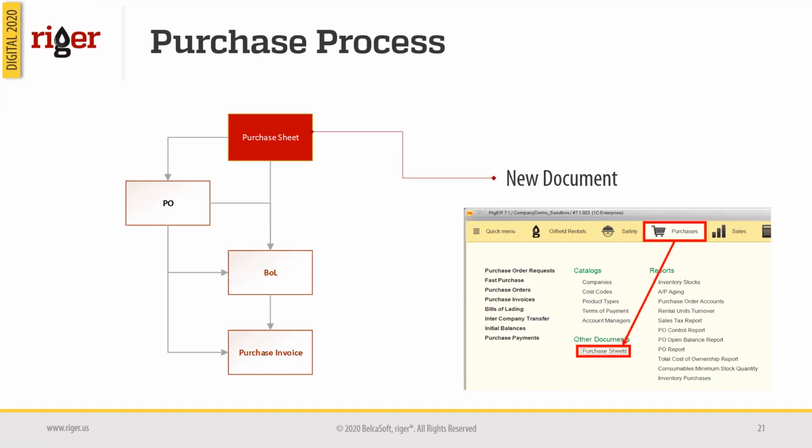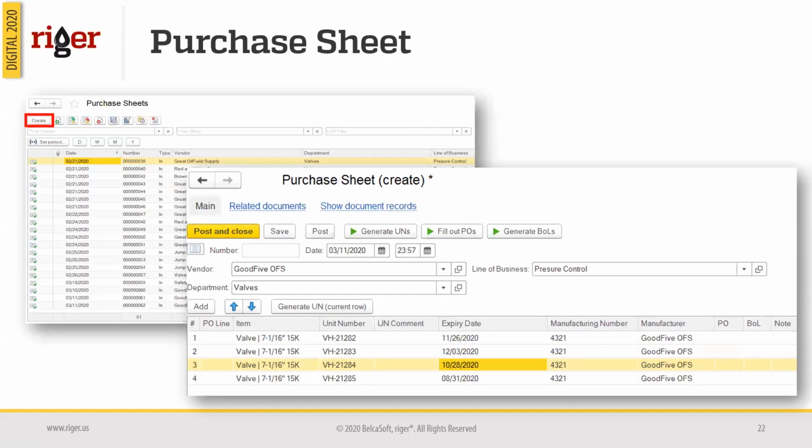That is why we built a temporary document, which we call the purchase sheet. The purpose of the purchase sheet is to register purchases faster when an item comes to the shop, and after that, generate the unit numbers. Here is an example of the purchase sheet, where we have a vendor, department, and line of business.